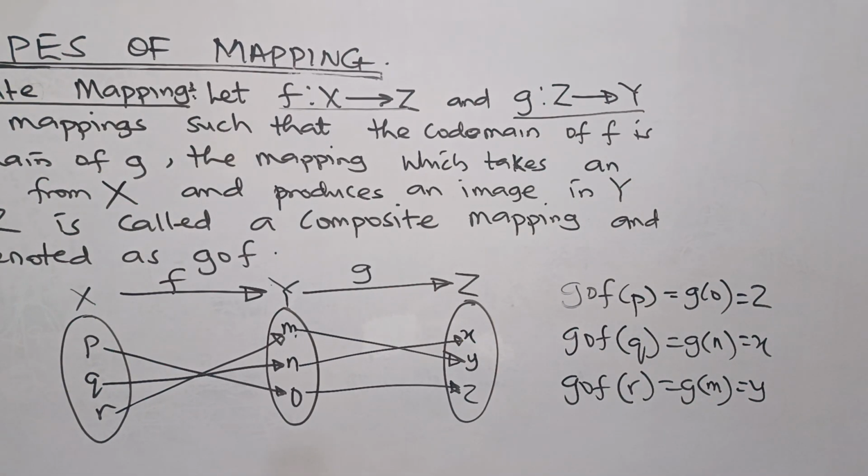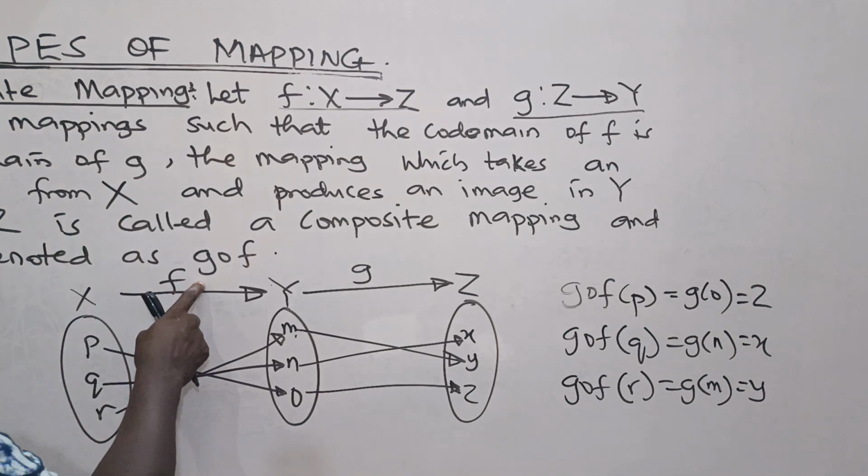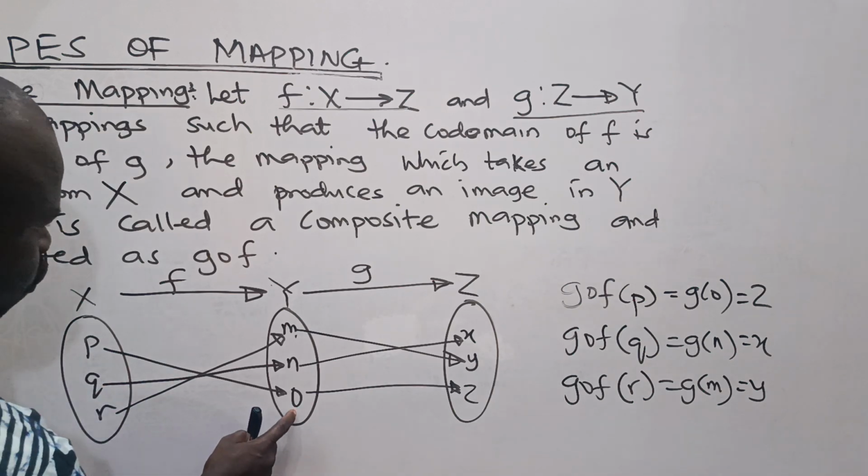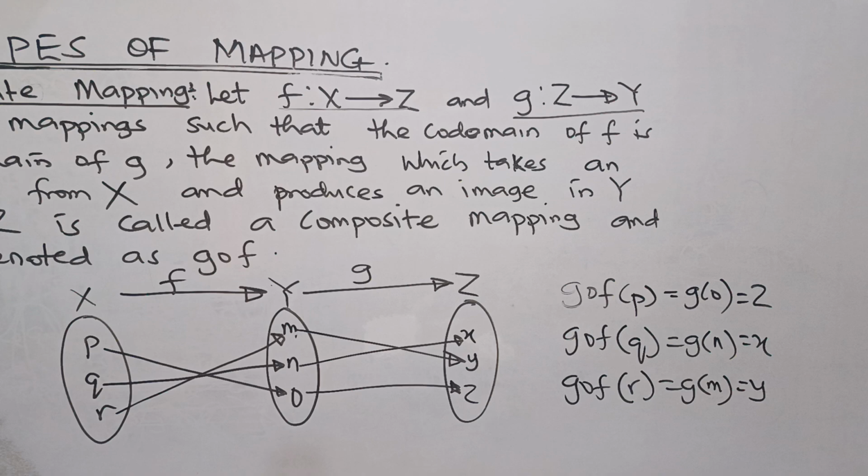So when G of F acts on P, when F acts on P, we have O. Then when G acts on O, it produces Z. And we do that in that order. That is what you are going to have. So this is an example of composite mapping.